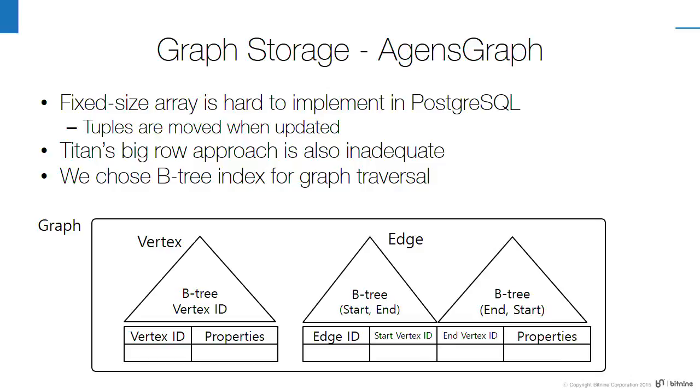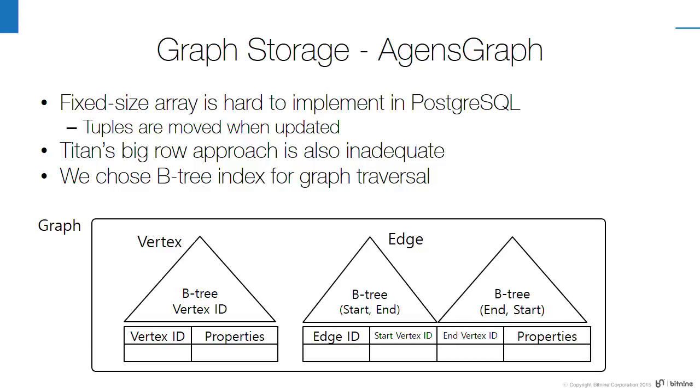In AgensGraph, we take a different approach from the previous systems. In fact, we could not use the fixed size array approach of Neo4j because in PostgreSQL, tuples are moved when they are updated. So we cannot fix the location of a vertex and edge. And we think that the fixed size array approach is not very efficient for OLTP workload. Titan's approach is for a distributed NoSQL system, and it is not very proper for an online transactional system.